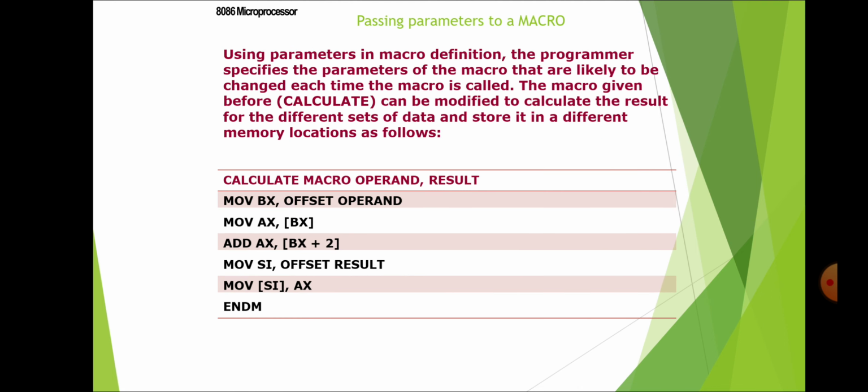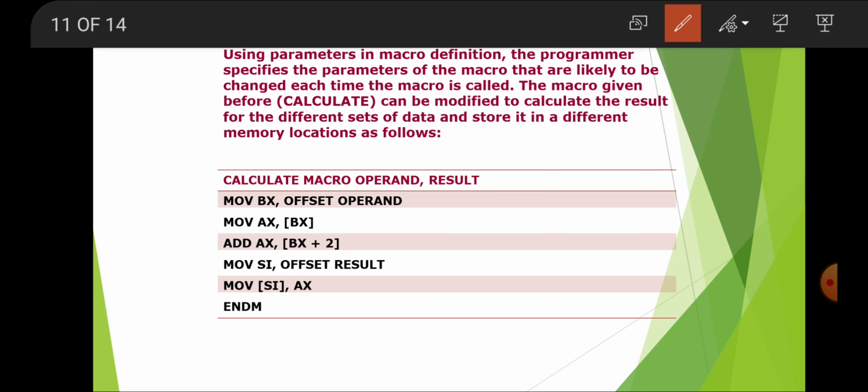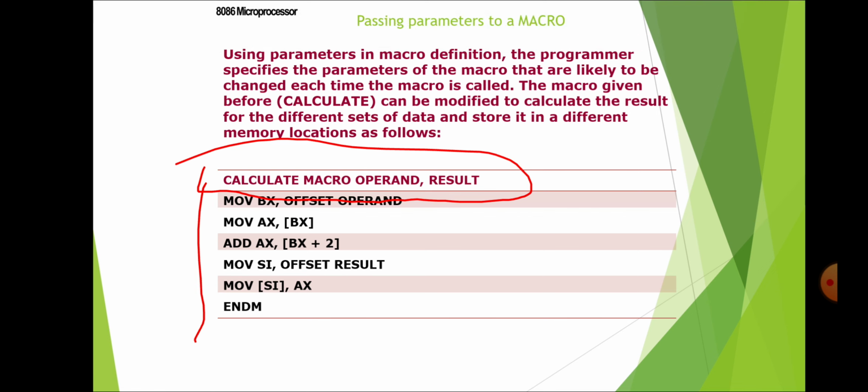Using parameters in a macro definition, the programmer specifies the parameters of the macro that are likely to be changed each time the macro is called. The macro given before can be modified to calculate the result for different sets of data and store it in different memory locations as follows. You can write CALCULATE MACRO operand, result. This is the program, and you specify the parameters of the macro that are likely to be changed each time the macro is called.